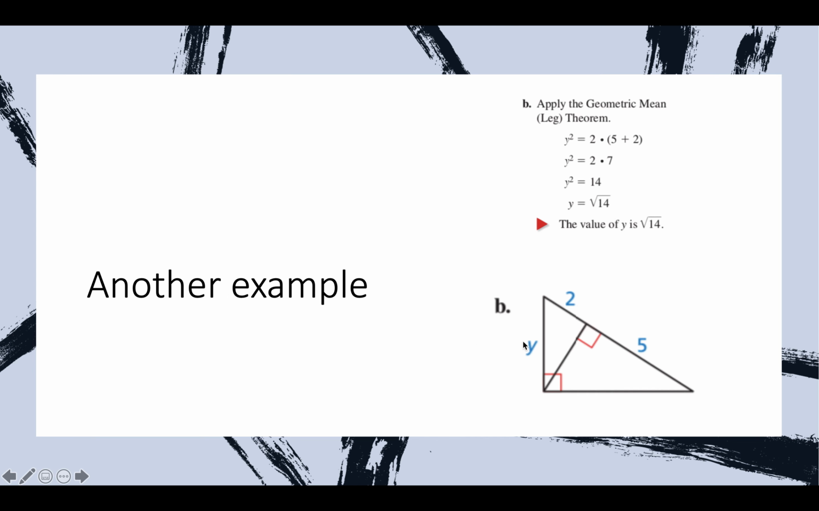Here's another one with the triangle. So again, I think of what sides do we have? On the big triangle, we have little leg and hypotenuse. On the littlest triangle, we have little leg and hypotenuse. So little over hypotenuse, 2 over y equals little over hypotenuse, y over 2 plus 5. When you cross multiply, you get y squared equals 2 times 5 plus 2. Y squared equals 2 times 7. Y squared equals 14. Square root both sides, y equals square root of 14.